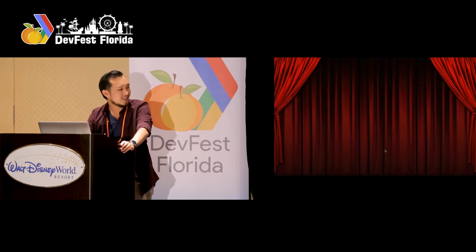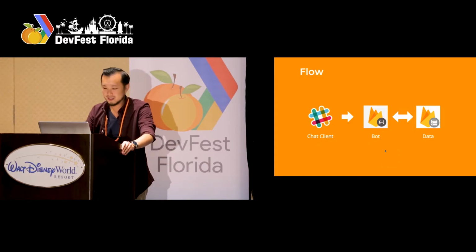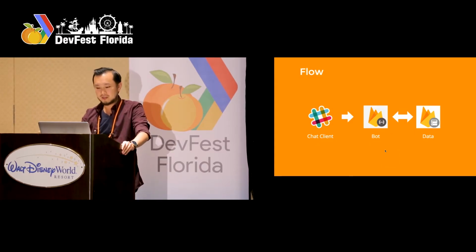So let's go behind the curtain and see how this actually works, the implementation details. So the flow is Slack talks to the Firebase function server, which is pretty much your bot. It handles the business logic of it. And the Firebase function server, or your bot, talks to the database to do some work or update something, comes back, and then the bot responds to the chat client.